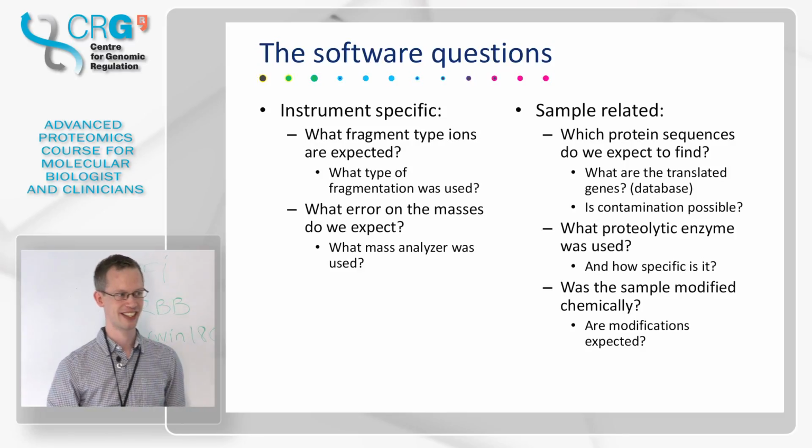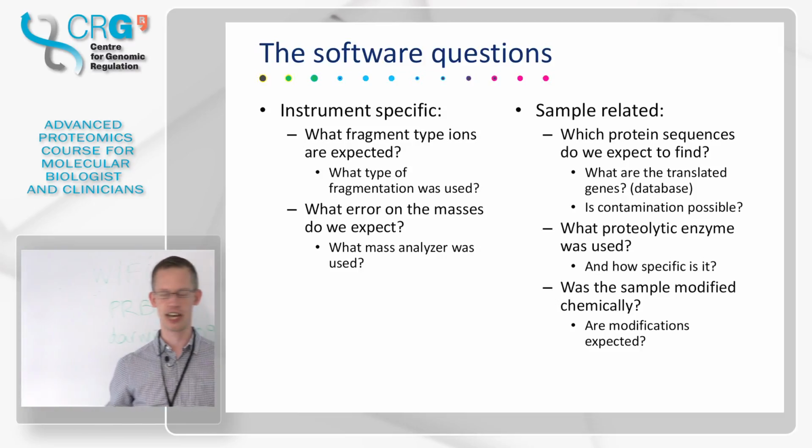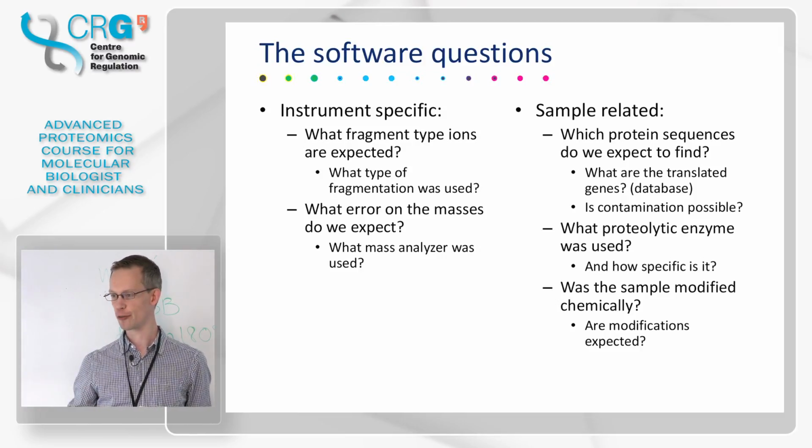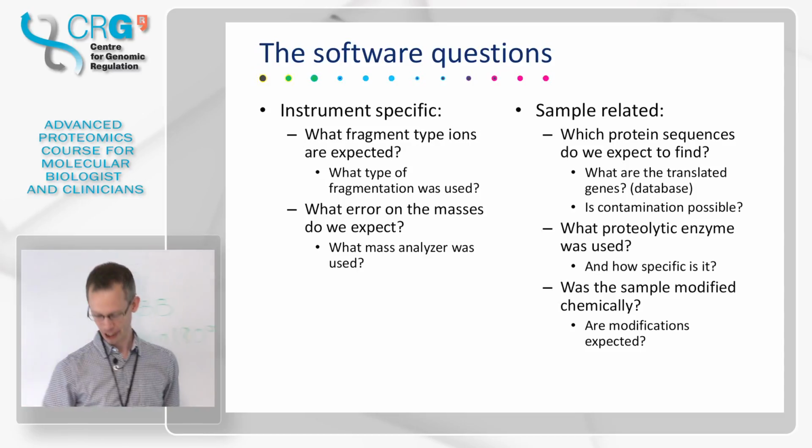There are quite a few of these. What is also common to see is, if you do cells, then you actually add serum. This often comes from bovine serum, right? So that means you actually need to add some bovine sequences to the database. So you have to think a bit about what could be in the sample.